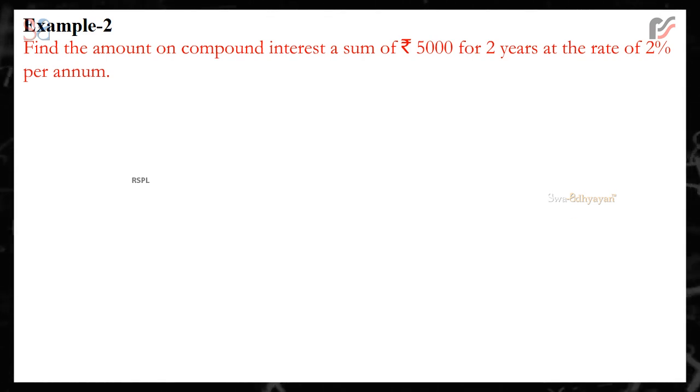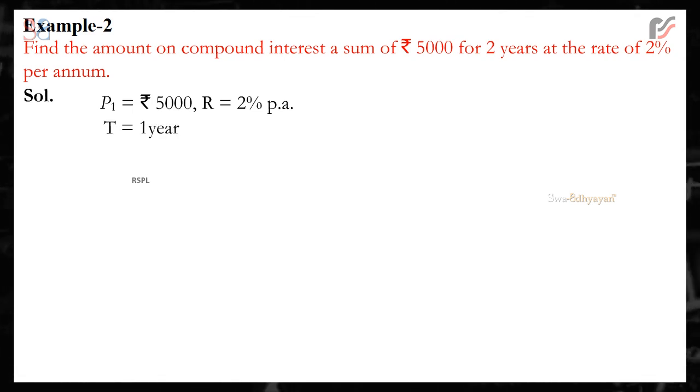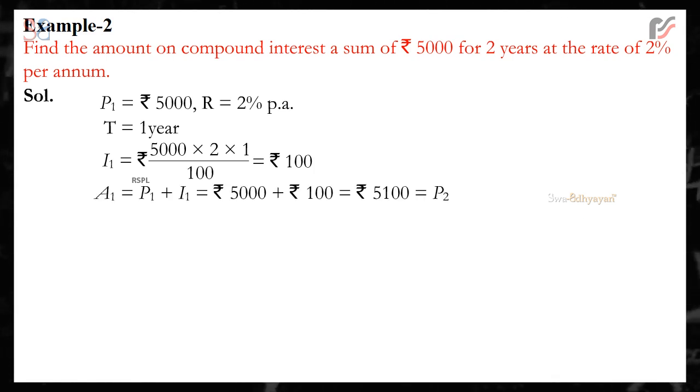Example 2. Find the amount and compound interest on a sum of rupees 5,000 for 2 years at the rate of 2% per annum. Solution. P1 is equal to rupees 5,000, R is equal to 2% per annum, T is equal to 1 year. I1 is equal to rupees 5,000 into 2 into 1 upon 100 is equal to rupees 100.